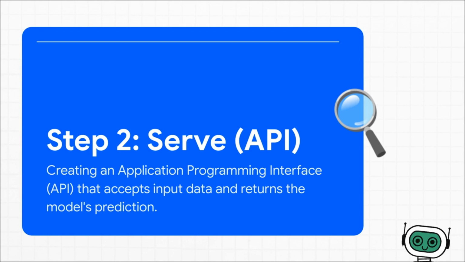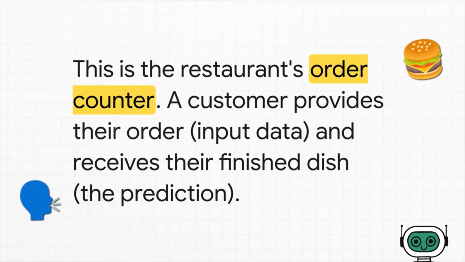Okay, we have our recipe card. Now we need a way for people to place an order. That's step 2, serve. Technically, we do this by creating an API, an application programming interface. And what's an API? It's simply the restaurant's order counter. It's the public-facing part of your operation where a customer comes up, gives their request, that's the input data, and gets their finished dish back, the model's prediction. It's the front door to your model's capability.